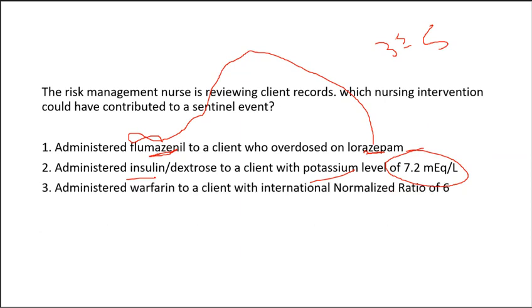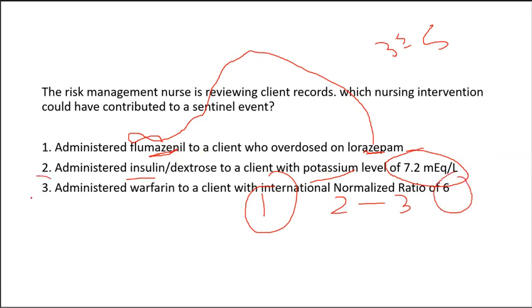This is an appropriate action. How about giving warfarin to a client with an international normalized ratio of 6? Again, the I reminds me of 1, the N 2, the R 3. So I know the normal level should be 1. If you're on warfarin, the level should be 2 to 3. This client is at 6.